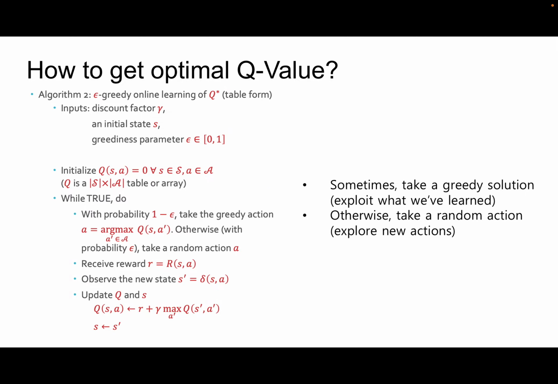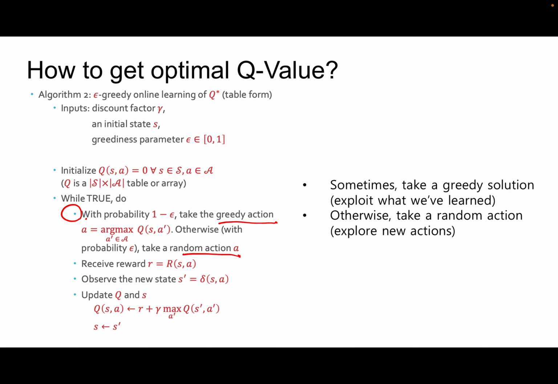The second algorithm was epsilon greedy online learning of Q function. The only difference is this one. Instead of always taking a random action, with some probability, which is a hyperparameter of this algorithm, epsilon, with the probability of 1 minus epsilon, take a greedy action. Otherwise, with probability epsilon, take a random action.